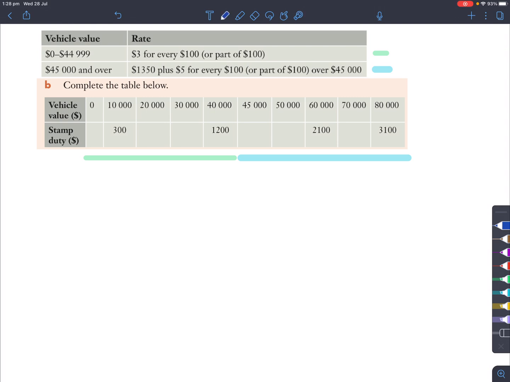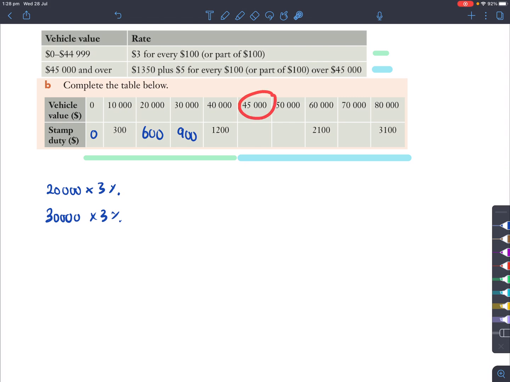So if your car's worth $0, then obviously you pay no stamp duty there. If your car is worth $10,000, then you pay 3% of that. That's $300. If a car is worth $20,000, then $20,000 times 3% will be $600. If your car's worth $30,000, times it by 3%, and you get $900. And then for $40,000, it's $1,200, and this is where it starts to get a little bit tricky.